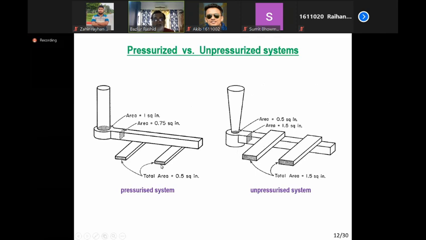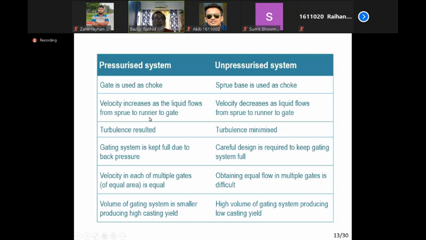On the other hand, in the unpressurized system, sprue area is the choke. Since this is the smallest area, velocity will be the highest. So our target is 1 meter per second here, and after that it will always decrease. Okay, so sprue base is the choke. Velocity increases as the liquid flows from sprue to runner, and here velocity decreases. Turbulence is minimized. So we say that this is our main target.